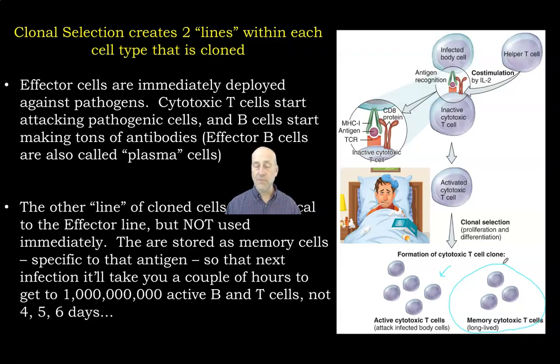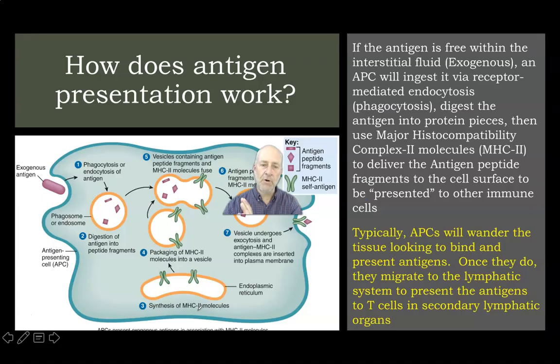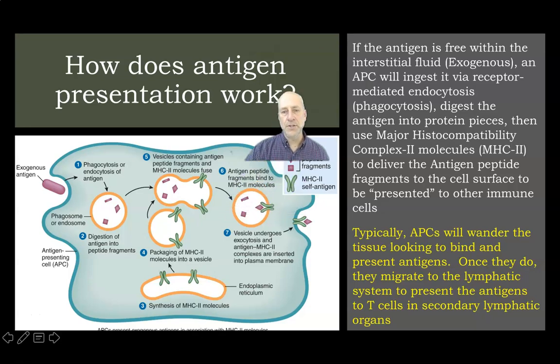Because the next time you get infected, it's not going to take you 6 or 7 days of agony to mount the right response. You're going to mount it in hours. You might not even know you're infected, or you might get a little, oh, I don't feel so good. An hour later, you feel great. Why? Because you ramped up to 1 billion active B and T cells in a matter of hours, not 4 or 5 or 6 days. And that's what that memory line does. Okay, APCs, presenting the antigen. How does it work?